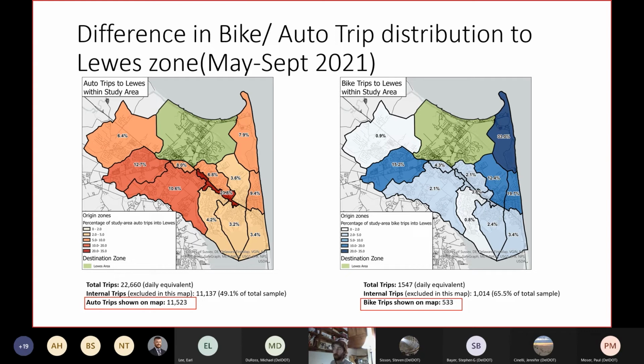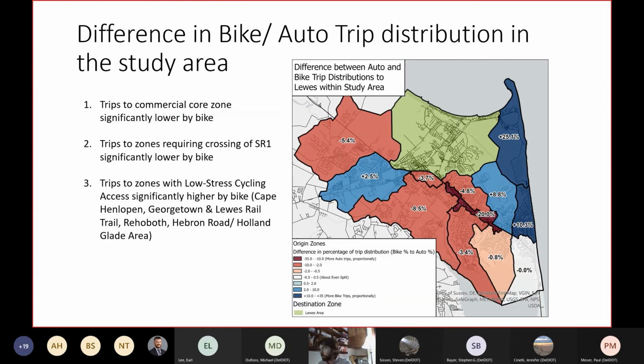On the bike side of things, on the right side, there's only 1,500 bike trips using their Streetlight Index, about 65% of which were internal to the zone. Trips for people who weren't in Lewes coming into Lewes, where they came from, is shown here. That's 500 trips. So there are about 20 times as many vehicle trips shown and modeled as there are bike trips. Something to keep in mind when comparing these results.